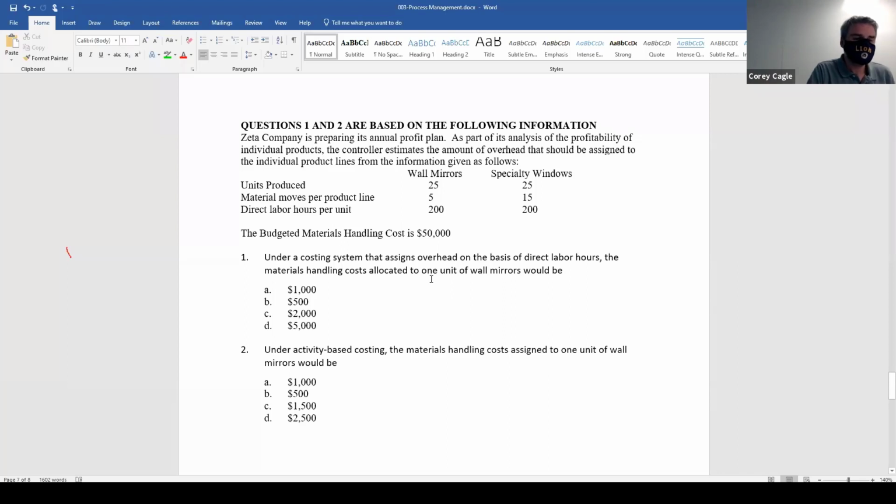So number one says under a costing system that assigns overhead on the basis of just direct labor hours, what is the materials handling cost allocated to the wall mirror? And then number two is going to shift us into activity-based costing, and it's going to say what's the materials handling cost assigned to one unit of the wall mirror. All right, so traditional system, one overhead pool, one driver, one rate, right? So we've got a total amount of overhead right there.